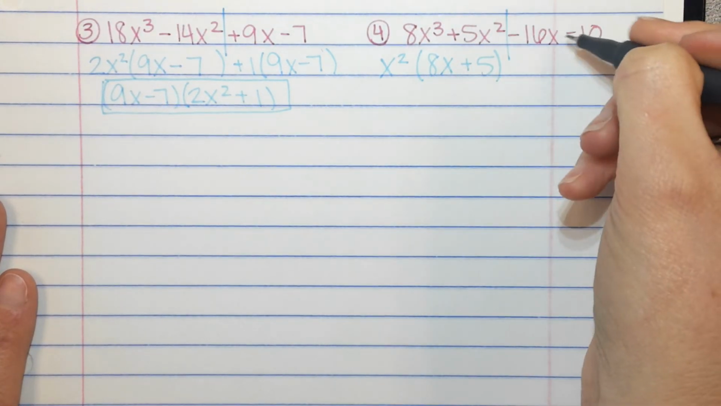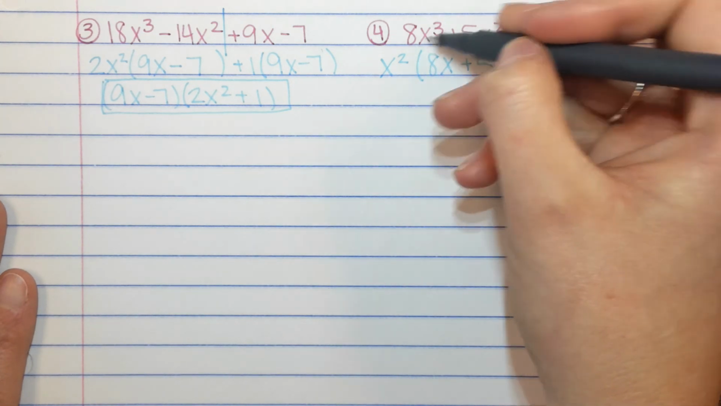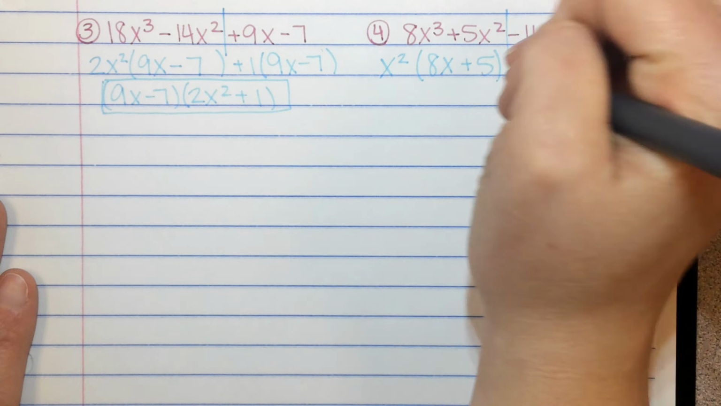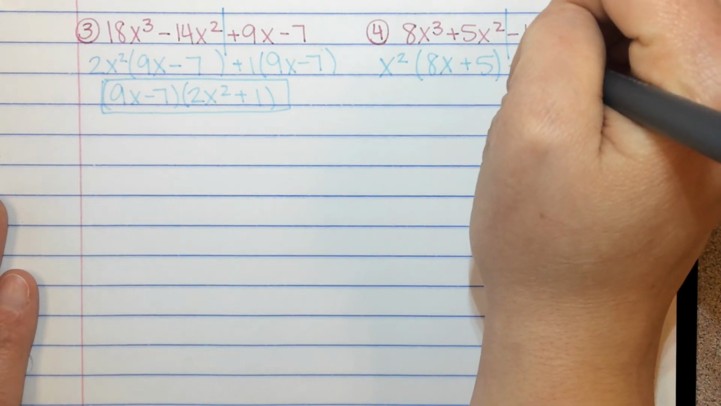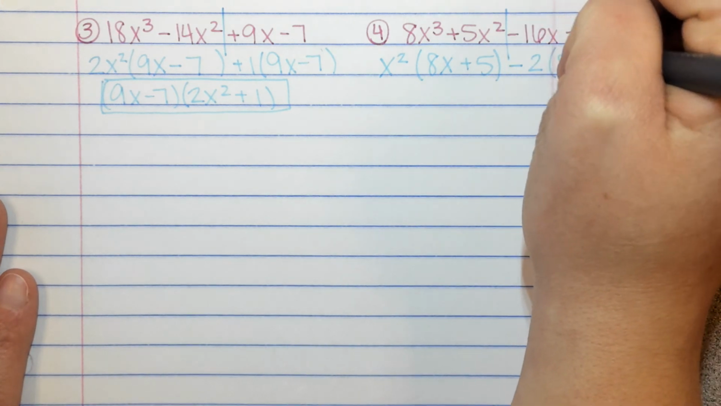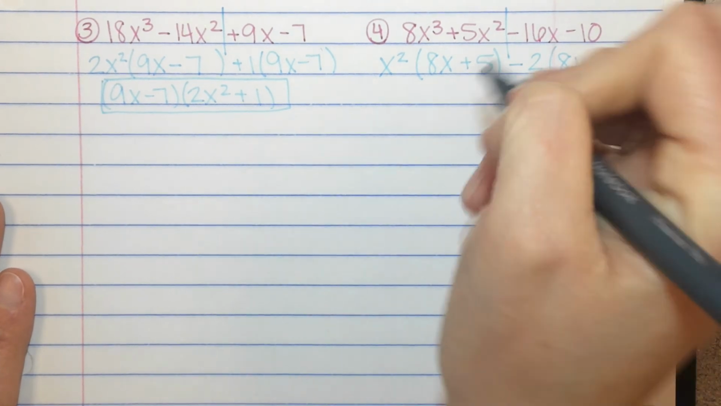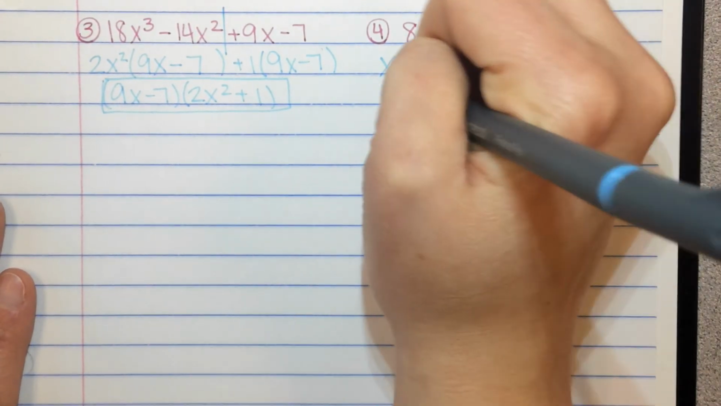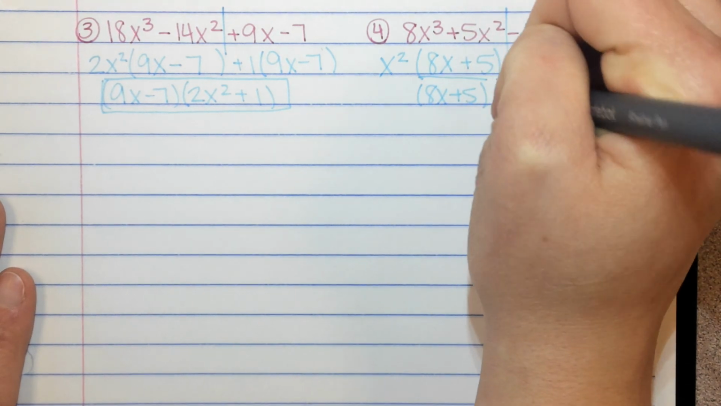And on this one, you notice both terms are negative. You don't have a negative here, so that means you're going to have to pull out a negative or factor out a negative. So 16 and 10 is 2. So 16x divided by negative 2 is 8x. Negative 10 divided by negative 2 is positive 5. Your common factor is now 8x plus 5. And your leftovers are x squared minus 2.